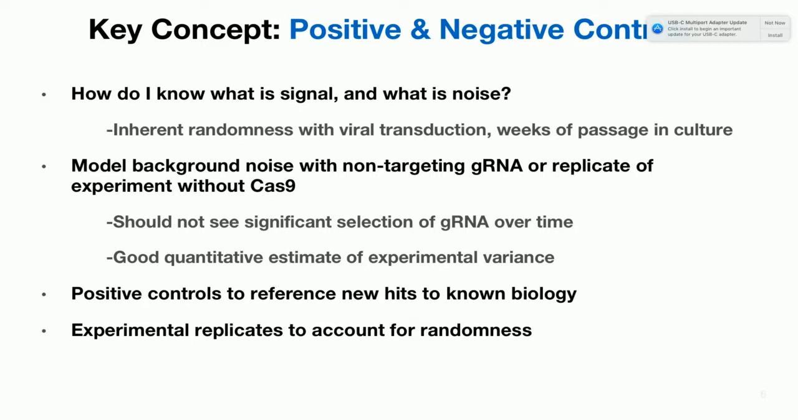One thing we like to do is run a small screen with no Cas9 expression, because then you should have no selection. That will also give you an estimate of how big the signal that you're seeing is relative to a randomized control.